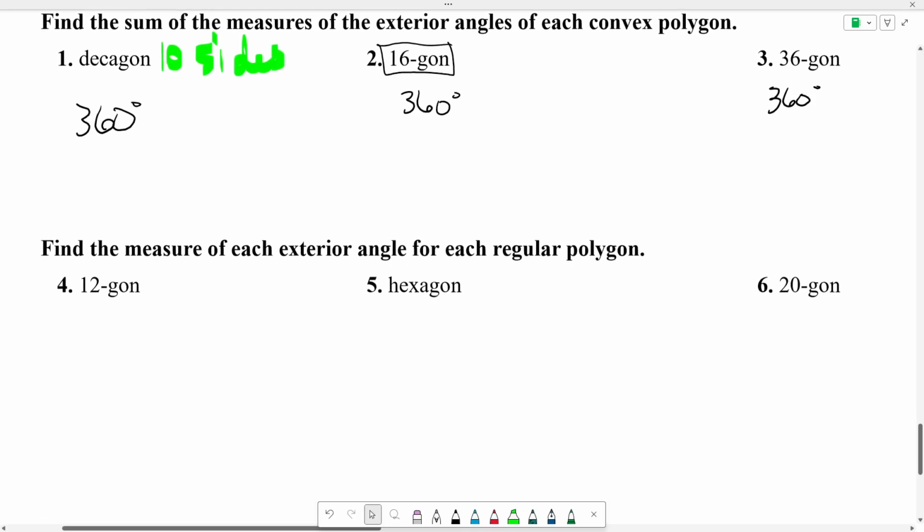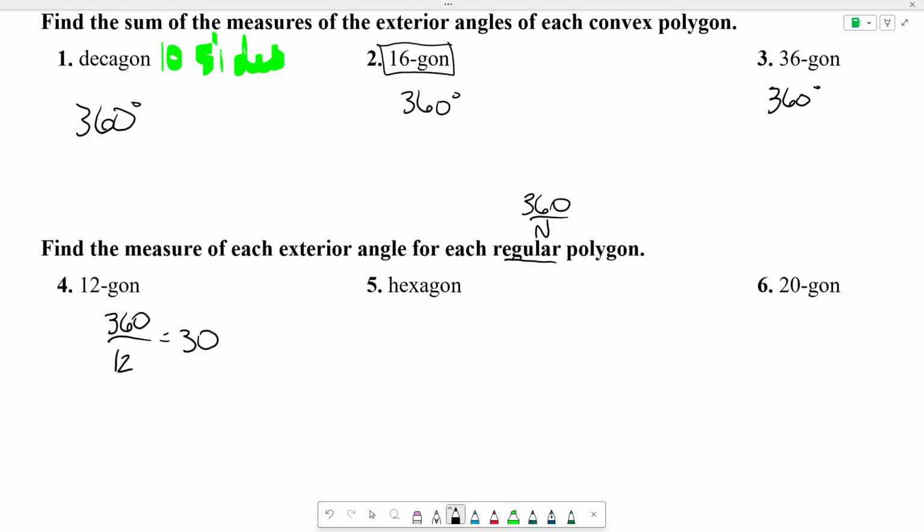So looking at this, it says find the measure of each exterior angle for a regular polygon. Oh, that word regular again, meaning that they are all the same. So if I got a 12-gon, I'm just going to take 360 and divide it by 12. My formula for this would be 360 divided by the number of sides. So in this case, 360 divided by 12, well, 12 goes into 36 3 times with a 0, 30 degrees. A hexagon. Hexagon has 6 sides. So I'm going to do 360 divided by 6, 60 degrees.